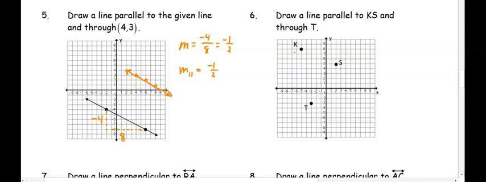are parallel. So in number 6, draw a line parallel to KS through T. So if I connect K and S, this is one line. Again, I'm going to have a negative slope here. So when I count, I go down 3, and I go over 1, 2, 3, 4, 5, 6, 7. So my slope is -3 over 7. So now from T, the point that was already plotted, I'm going to go down 3 over 7, place my point, and I can connect my lines.